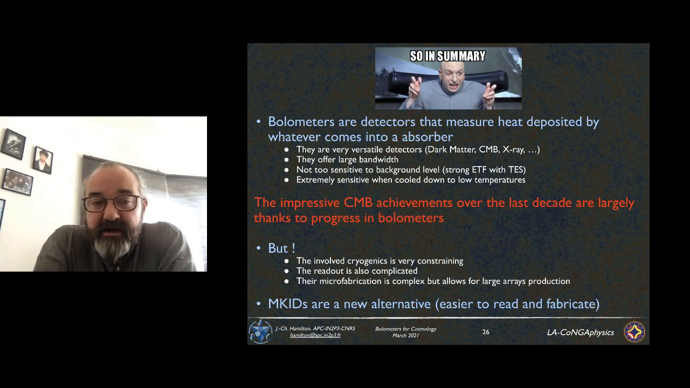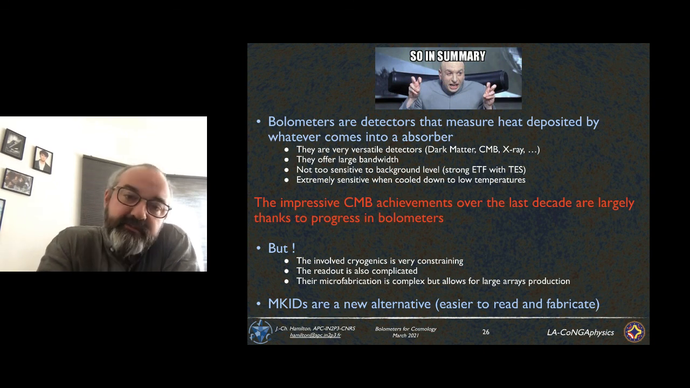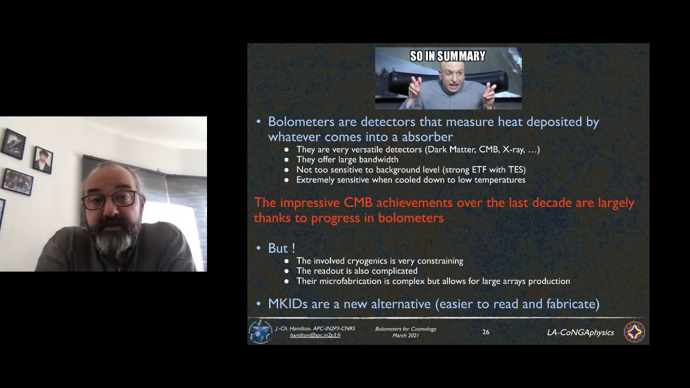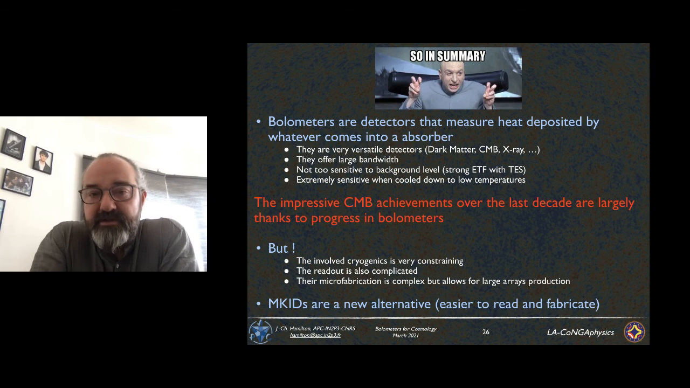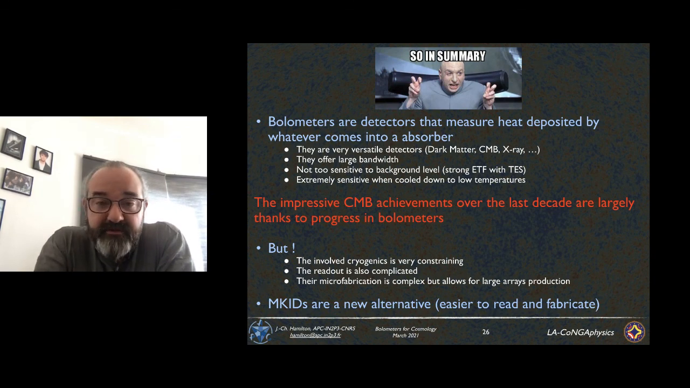And as we have seen, they're extremely sensitive when they're cooled down to very low temperature, because their intrinsic noise can become smaller than the intrinsic fluctuations of the radiation you're looking at. And one has to bear in mind that the very impressive achievements that were done on the CMB observation over the last decade are mostly due to the progress in bolometers. Okay? But also they have disadvantages. The involved cryogenics is very constraining, very heavy. The readout is very complicated.